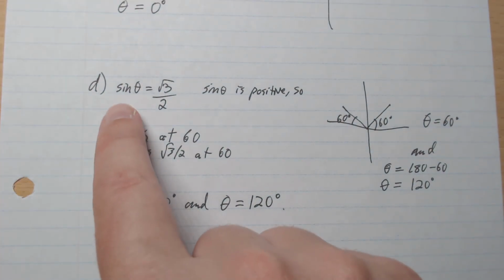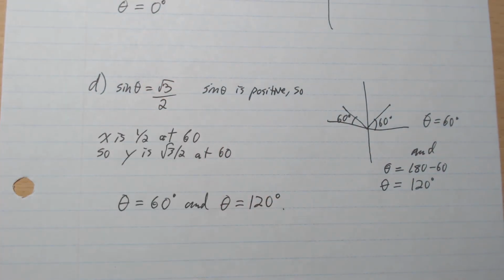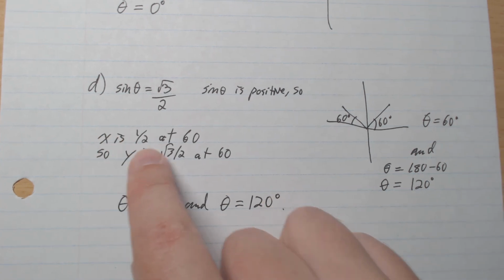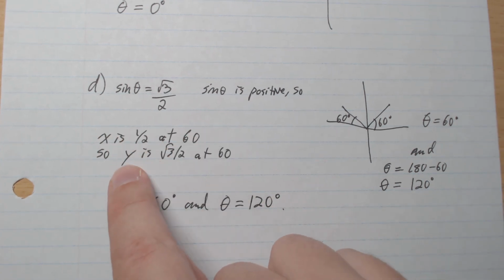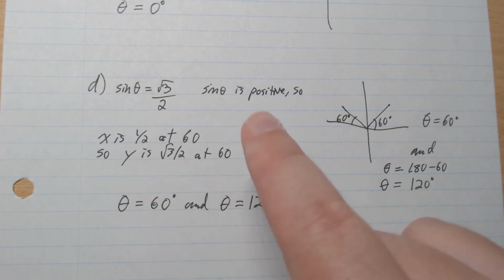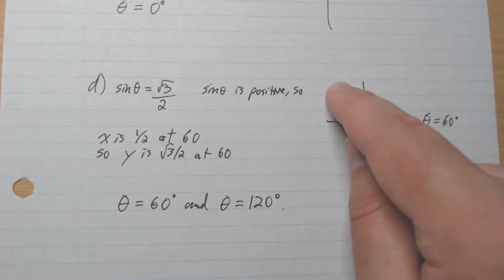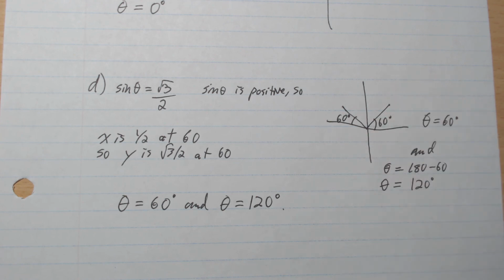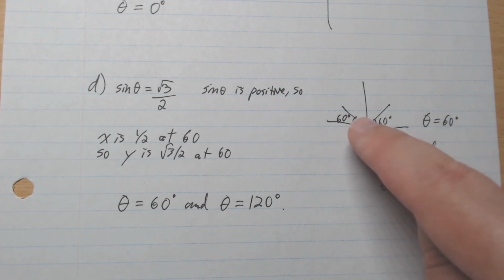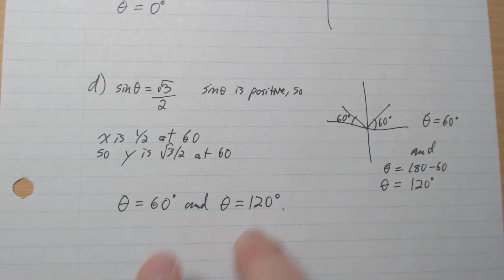Okay, D. Sine of theta is root 3 over 2. When x is a half, it's at 60 degrees. And so the y value is root 3 over 2 at 60. We notice that sine is positive. So we have this positive and this positive like that. First angle is 60. The other one is 180 minus 60, which gives 120 like that. And so these are the two angles.